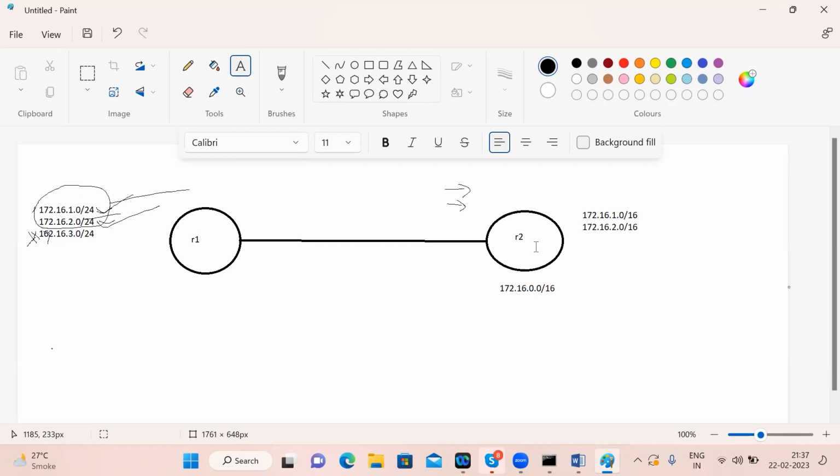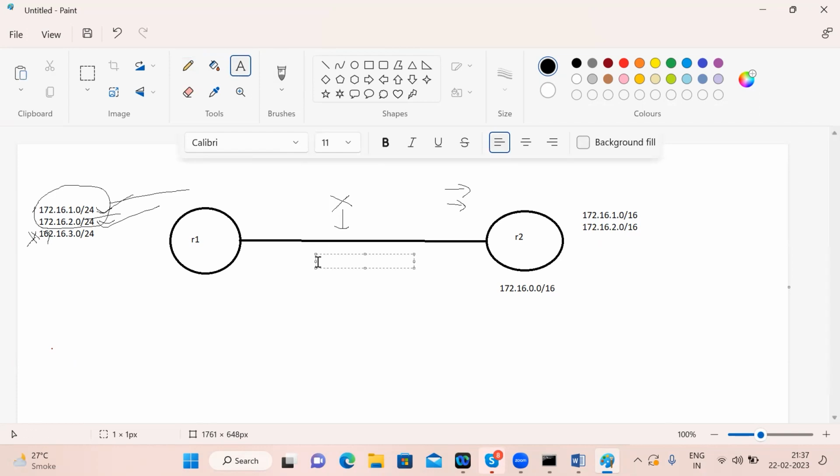Yes, sir. Okay. So classful routing protocol is never good. That is why they did not continue it. Why? Because there are multiple drawbacks. Now, what will be the classless behavior?